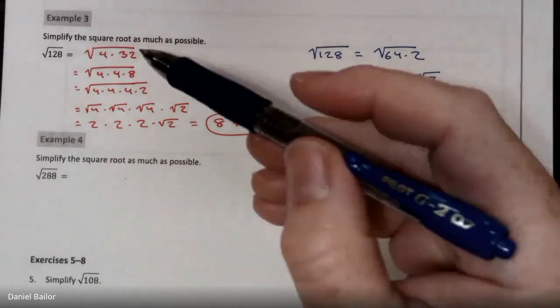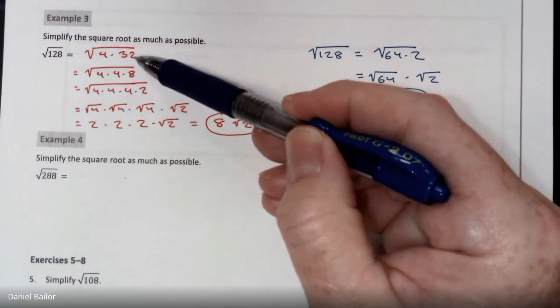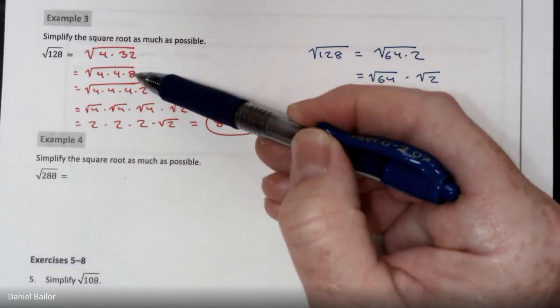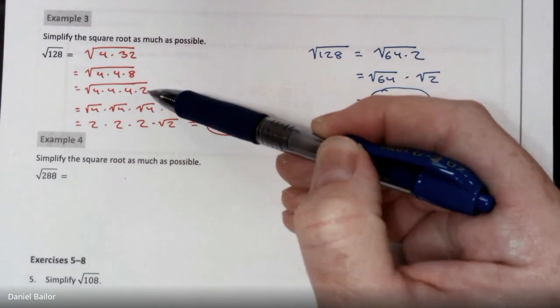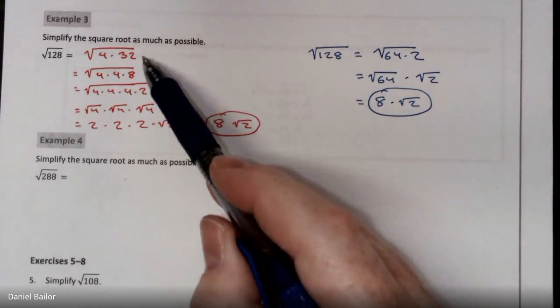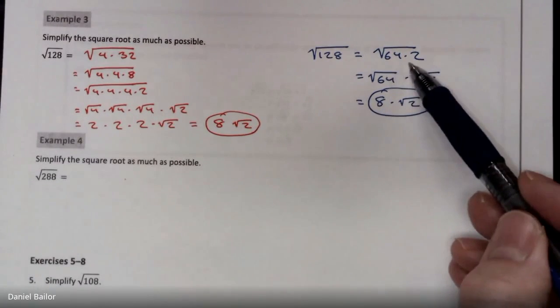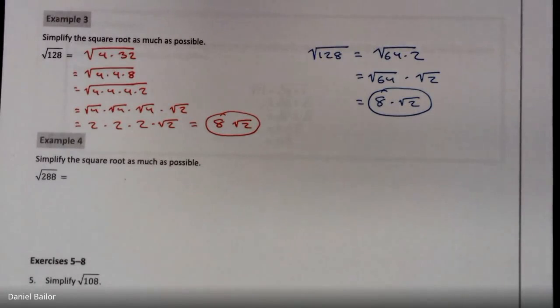Or you break it into pieces, like I started with 4 times 32. Then I broke the 32, then I broke the 8, and then I solved it. I got the same answer. Sure, this was more steps, but I did it this way because I did not know this one. So you can do whichever way works for you. You are just breaking the 128 into perfect square factors.